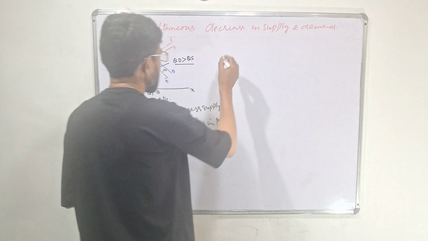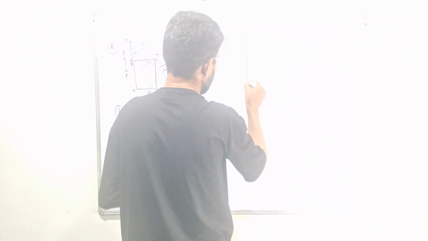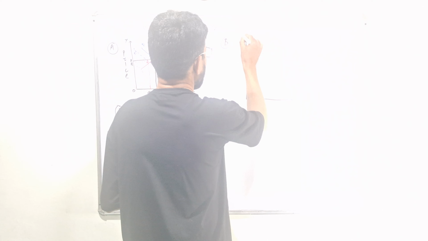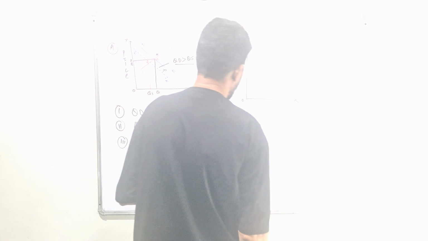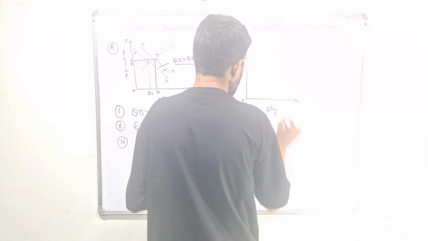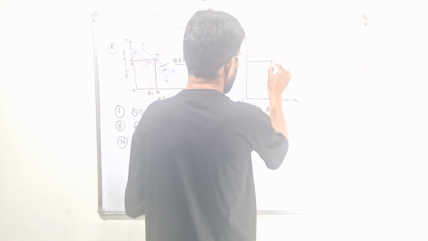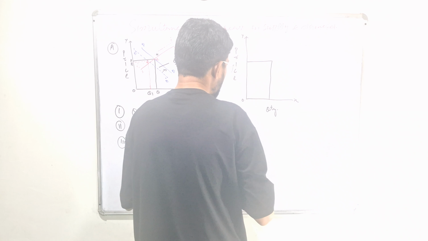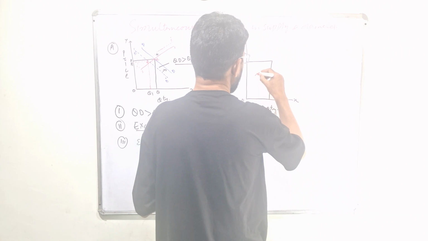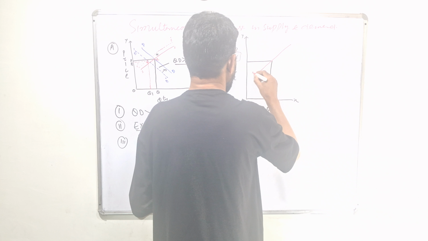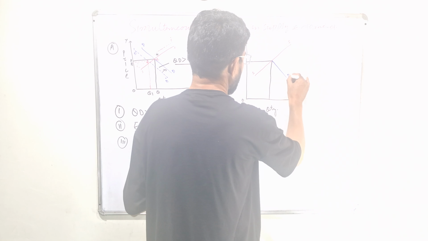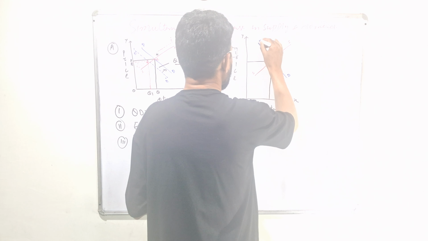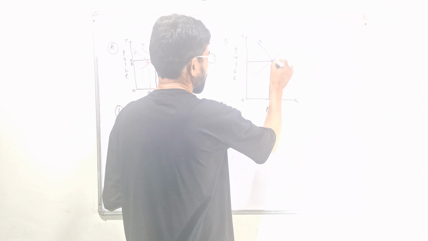In the second case, I will show in case B. This is Y, this is zero, this is X. This is price, this is quantity. In the second case, the supply curve has a positive slope, SS. The demand curve has a negative slope and it slopes downwards. This is the initial equilibrium point E1.